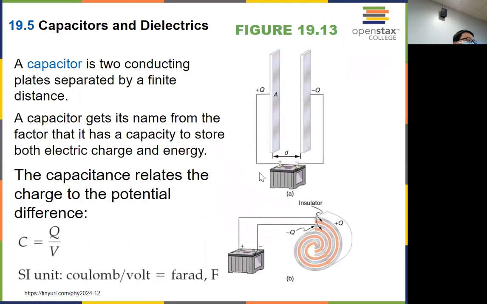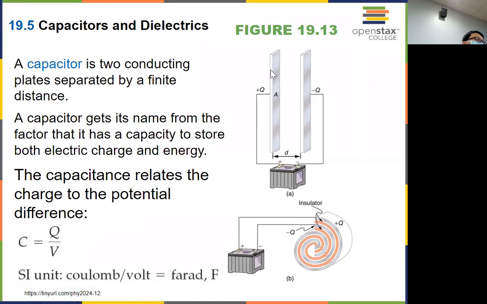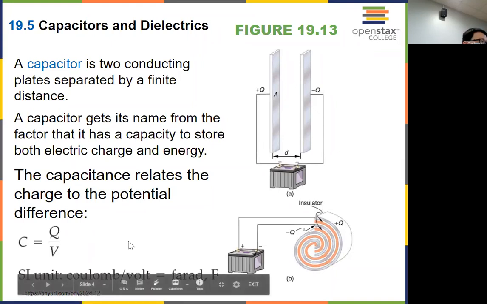All right, we also talked about capacitors and dielectrics. Capacitors have the ability to store both charge and energy, okay? The capacitance, which characterizes the capacitor, is equal to the charge divided by the voltage built up between the two plates. So typically you have two plates for the capacitor, okay? And C is for capacitance. It's in farads as the SI unit, or F, okay?